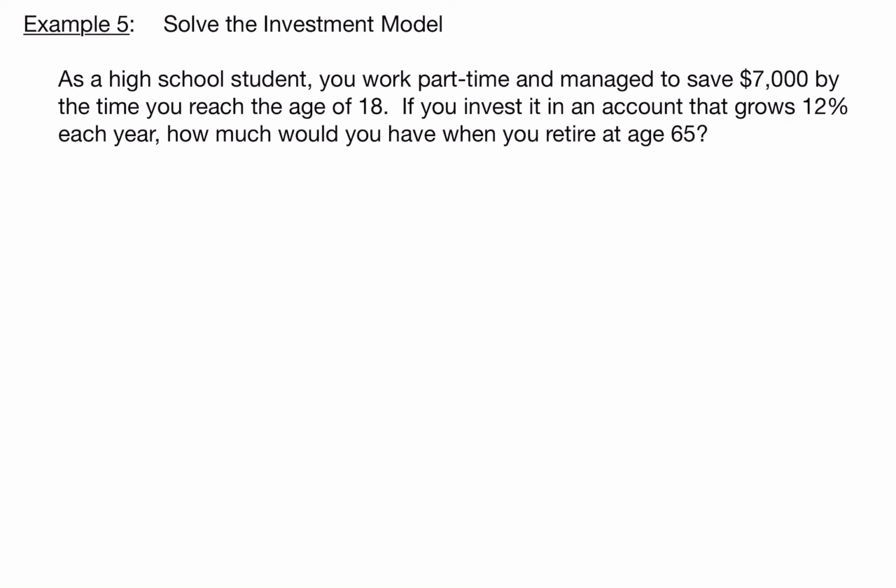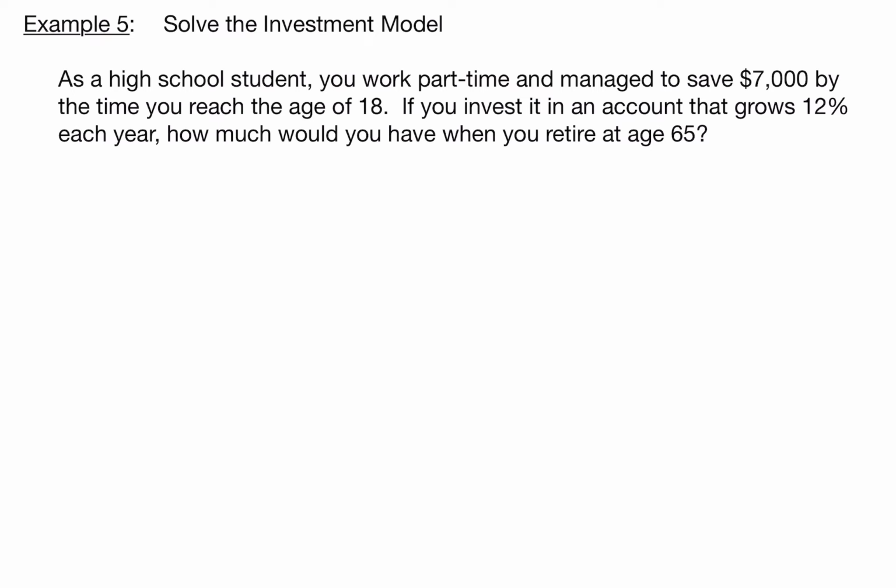So here we're saying that as a high school student, you're working part-time, and from now until the age of 18, you're able to save $7,000. And the question here is, if you invest that money in an account that grows 12% each year, how much would you have when you retire at the age of 65?